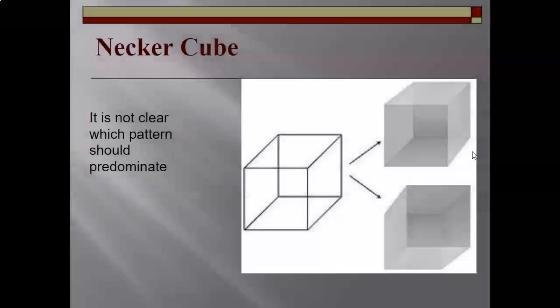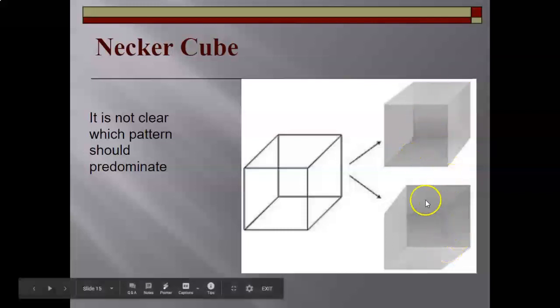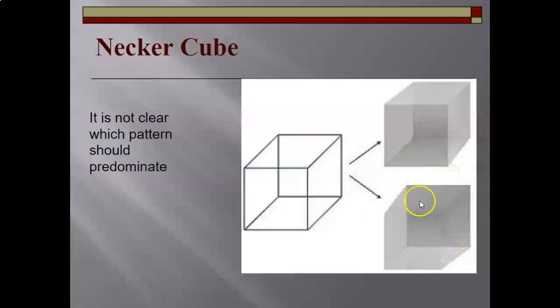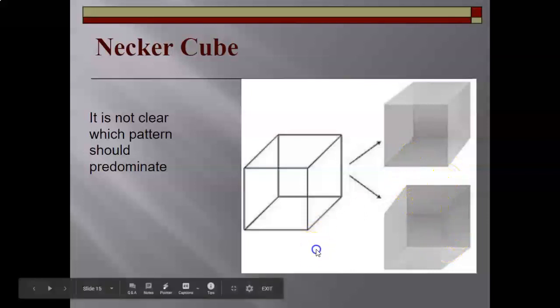This is called a Necker cube, and it's just kind of a fun trick of the mind, if you want to say that, or a trick of the eyes. It is not clear which pattern should be predominant. Are you looking inside the box, or are you looking down into the box?